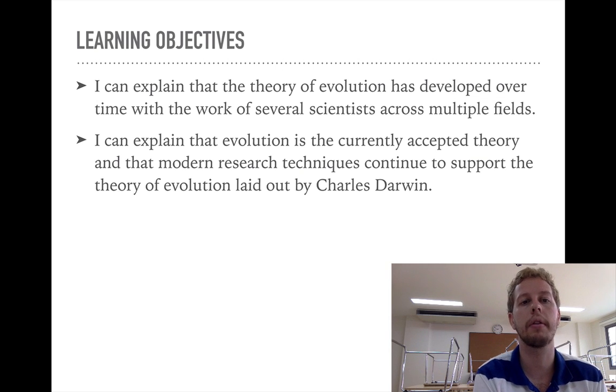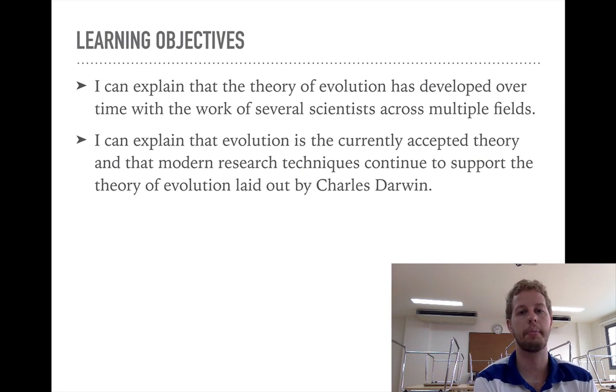So I have a couple of learning objectives for us with this chapter. One is that you need to be able to explain that the theory of evolution has developed over time with the work of several scientists across multiple fields. You also need to be able to explain that evolution is currently the accepted theory and that modern research techniques continue to support the theory of evolution laid out by Charles Darwin.